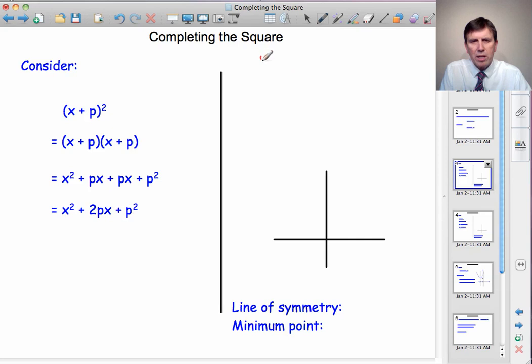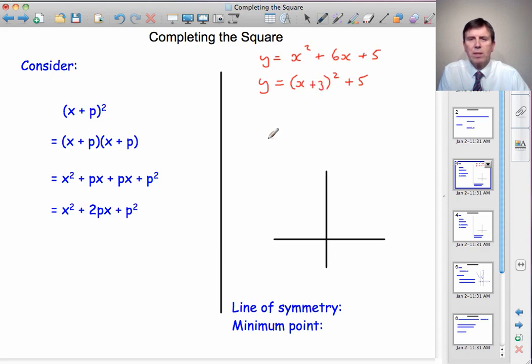Let's say y equals x squared plus 6x plus 5. If I'm going to write that in the form (x plus something) squared plus the 5, what's going to go in this bracket? Well, if we look down here, we can see that the number of x's here is twice as big as the number that would have to be in the bracket. So the number that will have to go in this bracket will be half of plus 6, so it will be plus 3.